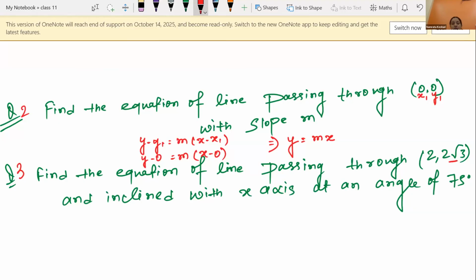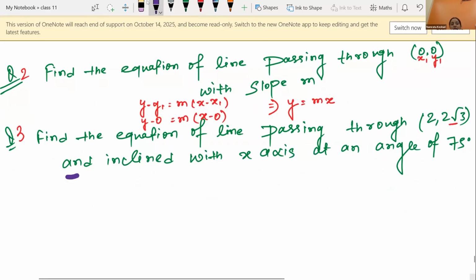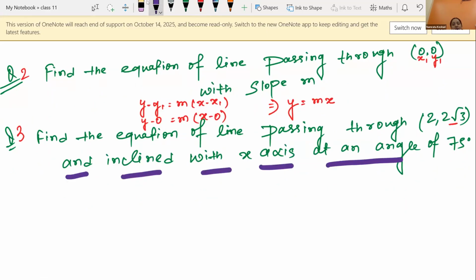Yes, ma'am. Okay, so a point is given, but the slope is not given, and the line is inclined with the x-axis at an angle of 75 degrees. We have to find the slope. Last day we learned a formula where m is equal to y2 minus y1 by x2 minus x1. That was one formula, and another formula was m is equal to tan theta, where theta is the angle with the positive x-axis. The line is creating an angle theta with the positive x-axis. Here the same inclination is given with the x-axis.